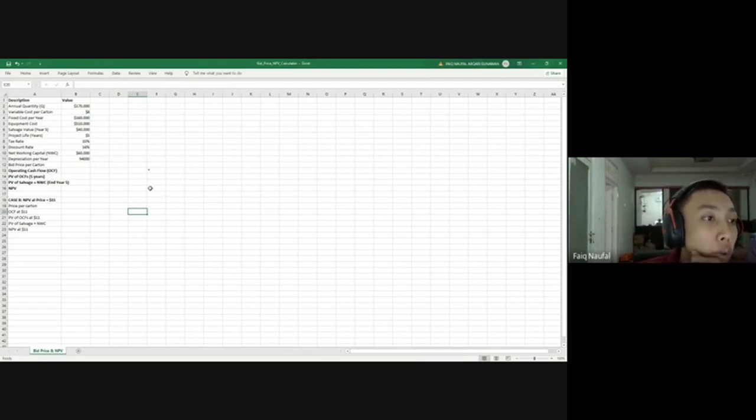The first thing you have to do is insert all the information that is stated in the question. For example, the annual quantity, also the variable cost, the fixed cost per year, the equipment cost, the salvage, the project life, the tax rate and discount rate, also the net working capital.